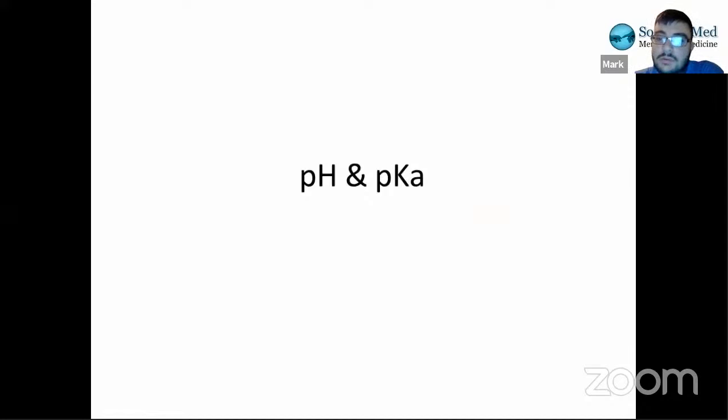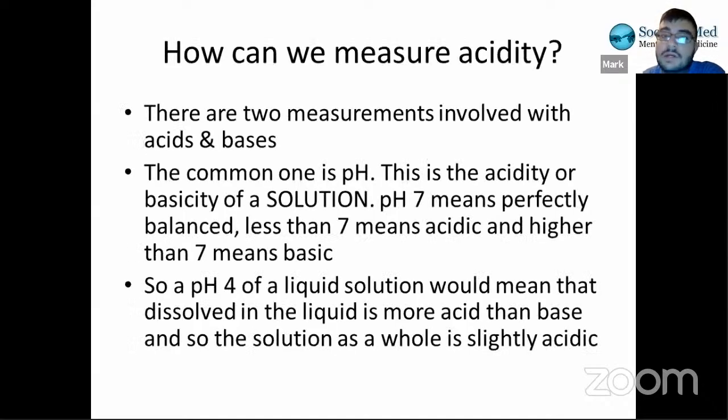Okay, next, we want to talk about pH and pKa, which are two of probably the most important values in all of acids and bases. So how can we measure acidity? Well, there are two measurements involved with acids and bases. The common one is pH. This is the acidity or basicity of a solution. If you have a solution of some kind of liquid and you wanted to measure how acidic that solution is, you would use pH. pH 7 means that the solution is perfectly balanced.